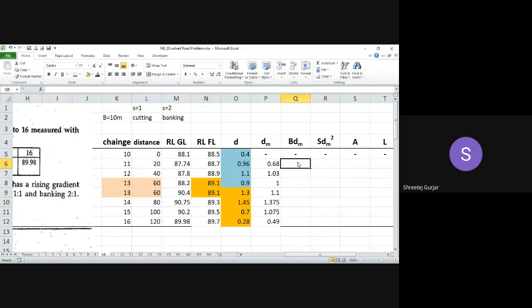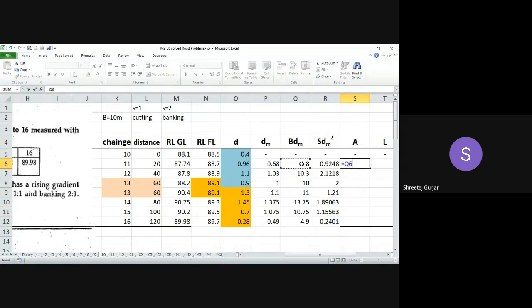Now moving on, same thing. What is B? B is 10 into DM. Same thing, no problem. Then what about S? For banking it is different, for cutting it is different. For banking S is equal to 2, so 2 into DM into D. For cutting it will be equal to 1 into DM into DM. We have got S DM squared. Now what about area? Area will be B DM plus S DM squared. We have to add both these values.